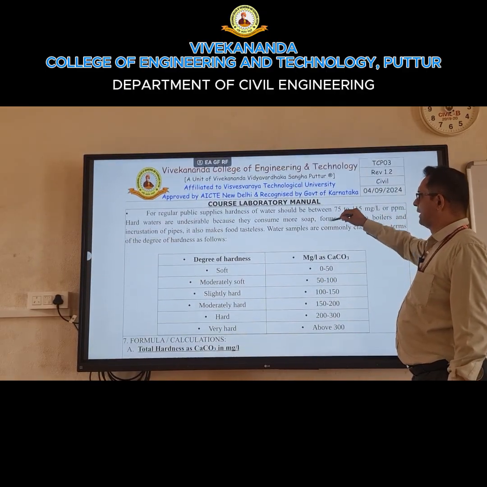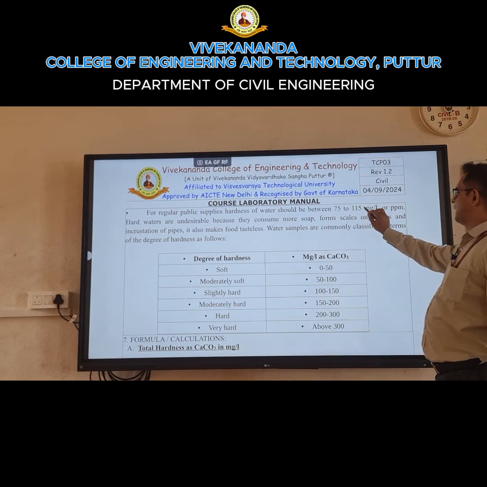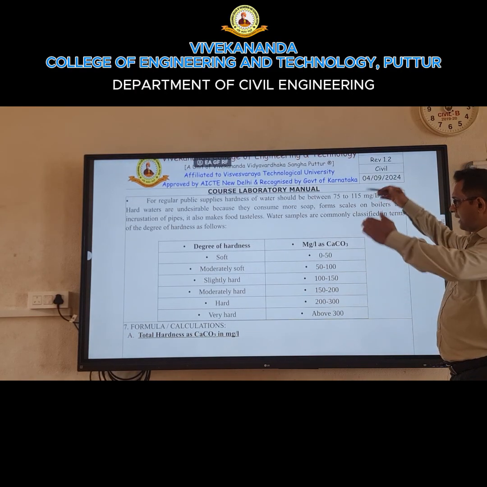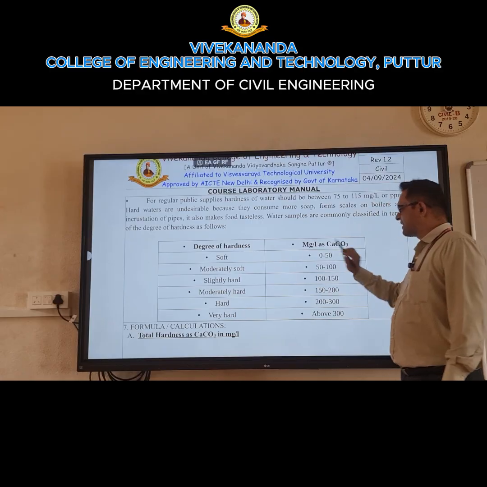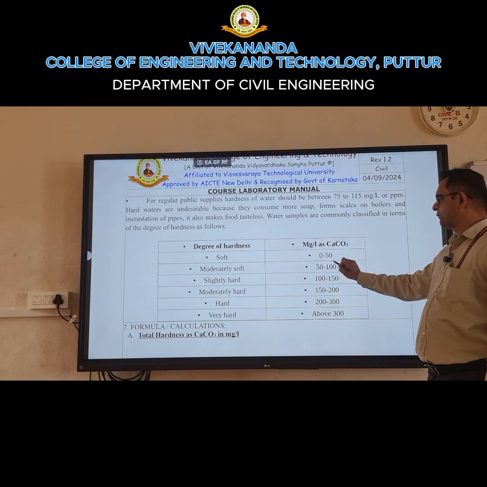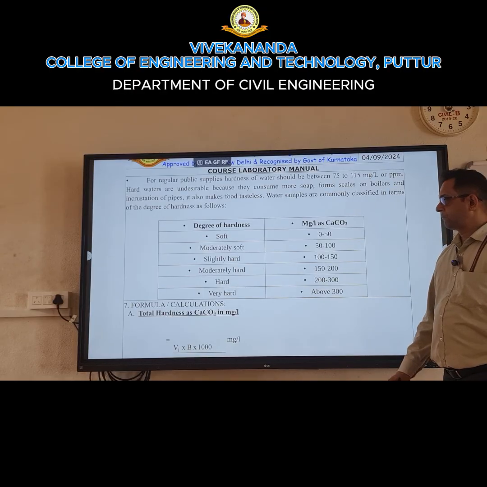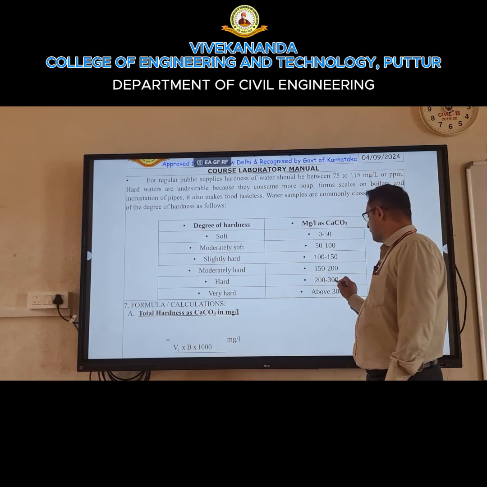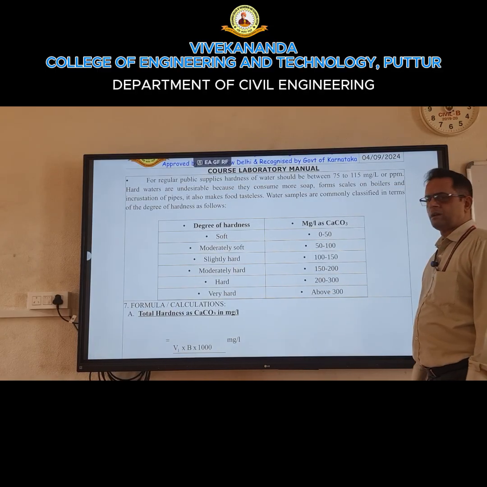For regular public consumption, the hardness of the water should be around 75 to 115 milligram per liter, right? So what is the classification of hardness? If the water is said to be soft, then the hardness should be less than 50. Moderately soft means the hardness is between 50 and 100. Slightly hard means 100 to 150. Moderately hard means 150 to 200. Hard water means between 200 and 300. And very hard means it is above 300.